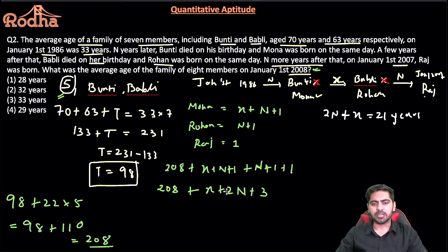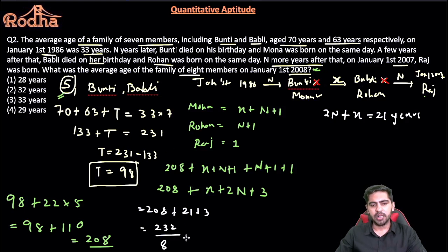So if 2n plus x is 21, I can substitute it here, so I'll get 208 plus 21 plus 3. So the total age of this family is 208 plus 21 is 229, plus 3 is 232 years, right? And because I want the average age of the 8 members, I need to divide it by the number of family members, which is 8. So the average age comes out to be 8 sixteens are 72, 8 nines are 72. So the correct answer is 29 years. That is the average age of the family of 8 members at present.